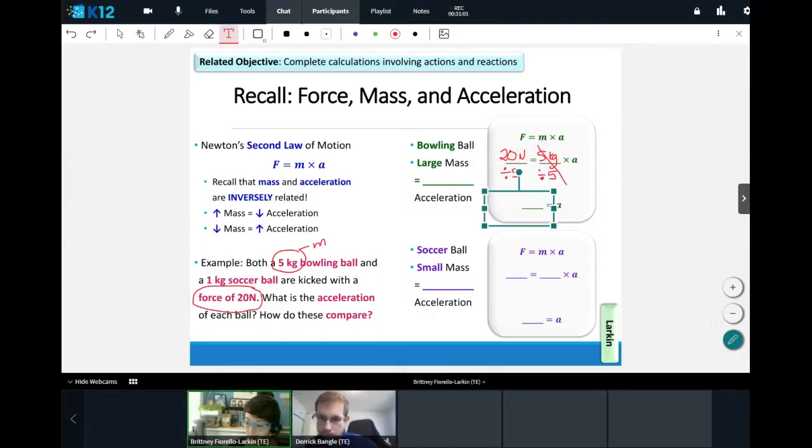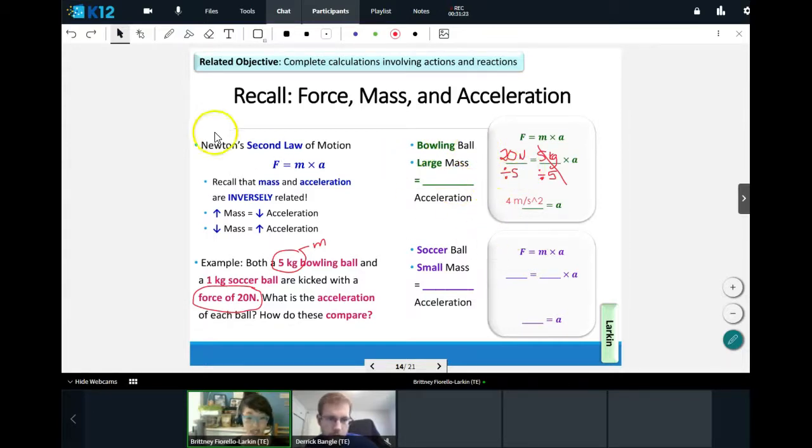Excellent. I see Angelina, Kalina. I see Kamal, Lena. Yes, exactly. 20 divided by 5 would be 4. And remember, the units for acceleration, which we reviewed at the start of class, are meters per second squared. Again, that squared is actually a part of the unit. You do not need to actually square the number. So now we've taken a look at the bowling ball's acceleration.